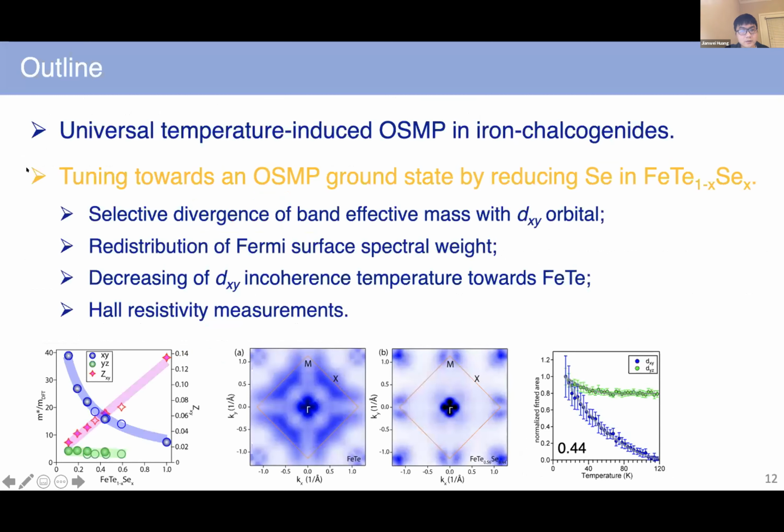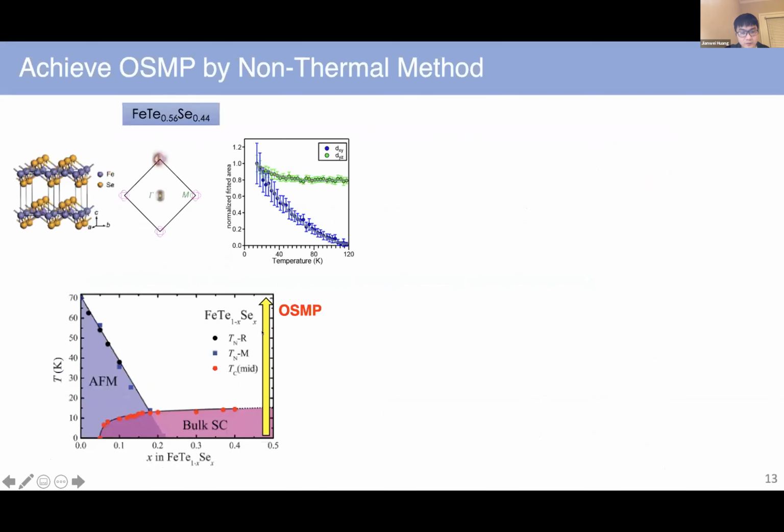So now I'm going to show you how we've tuned towards the OSMP ground state by reducing the selenium. First, we have previously shown that in this iron tellurium selenium, the optimum compound, we can induce this OSMP state by increasing temperature. Then what if we tune across this x-axis?